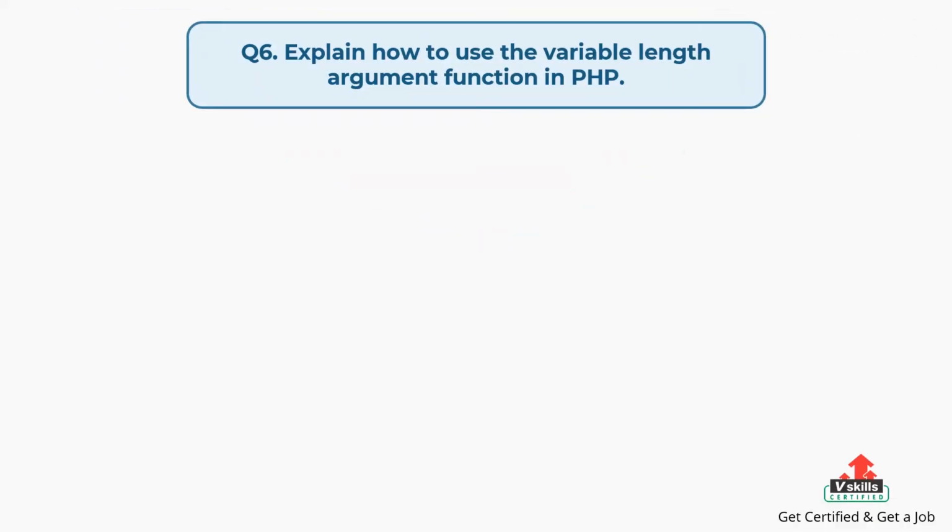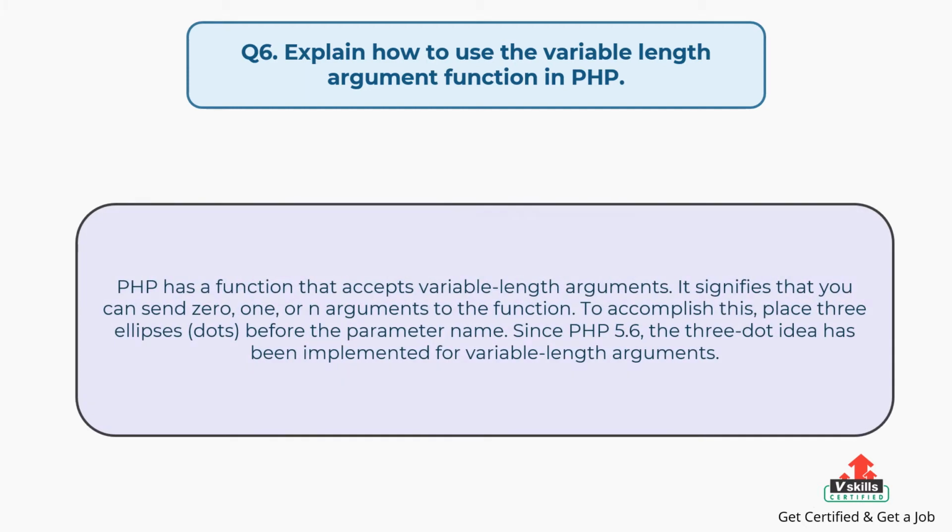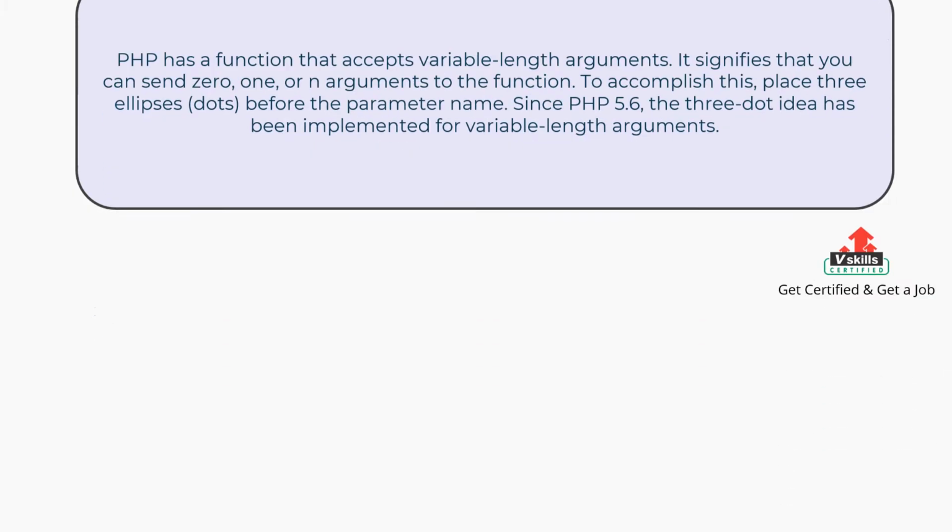Question number 6. Explain how to use the variable length argument function in PHP. The answer is: PHP has a function that accepts variable length arguments. It signifies that you can send 0, 1, or n arguments to the function. To accomplish this, place 3 ellipses, dots, before the parameter name. Since PHP 5.6, the 3-dot idea has been implemented for variable length arguments.